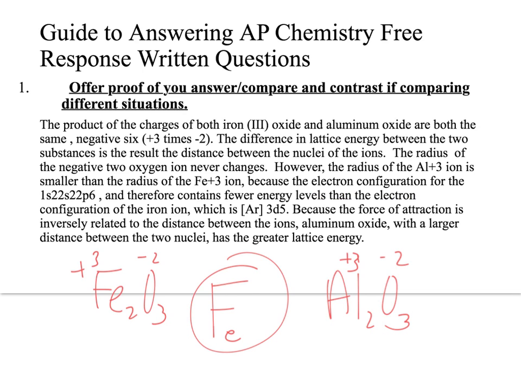It would help if I had the whole thing written out. The electron configuration for the aluminum ion, Al+3, is 1s2, 2s2, 2p6. That's the ion, because the ion has the same configuration as the noble gas that comes before it. So therefore, the aluminum ion contains fewer energy levels and fewer shells than the electron configuration of the iron ion, which I summarized by using the noble gas configuration, argon plus 3d5.